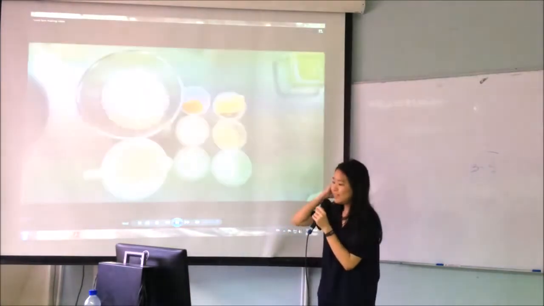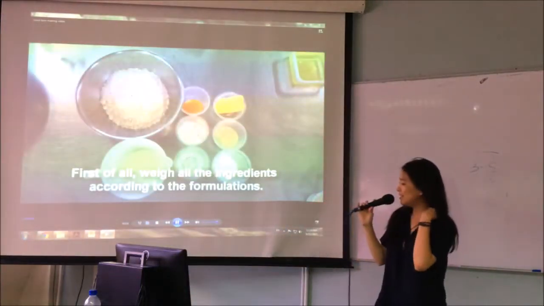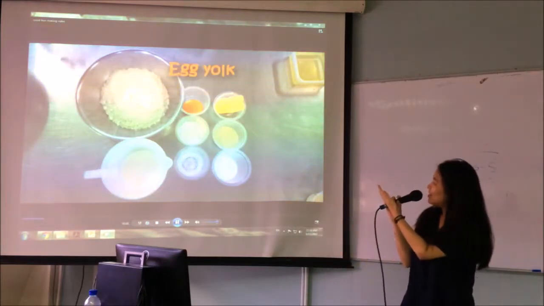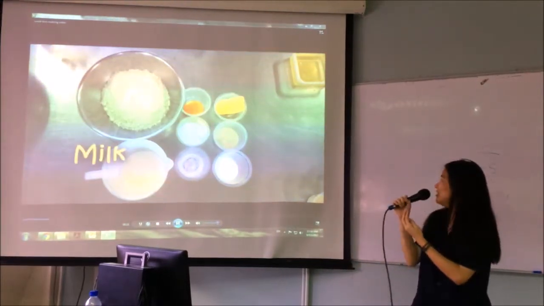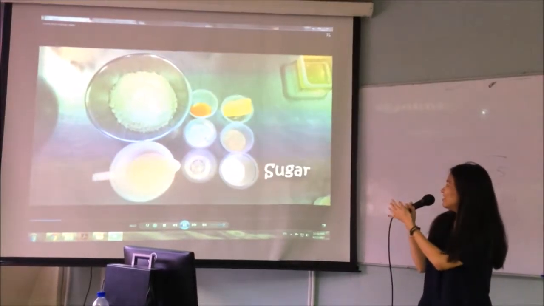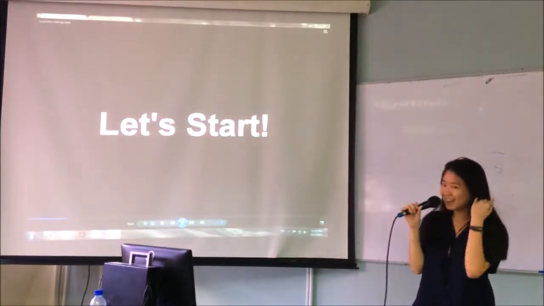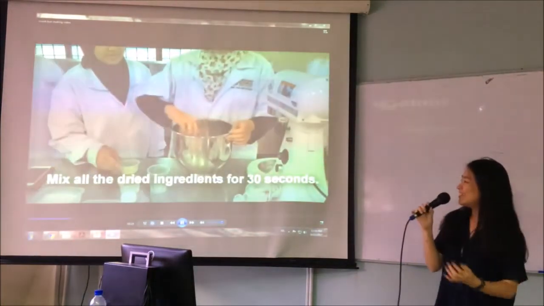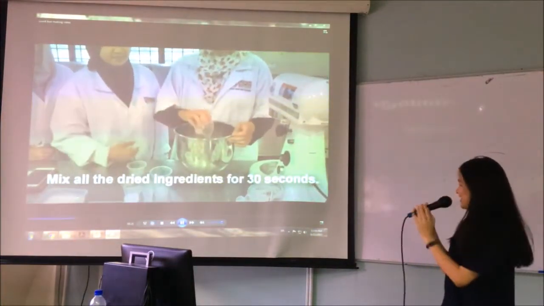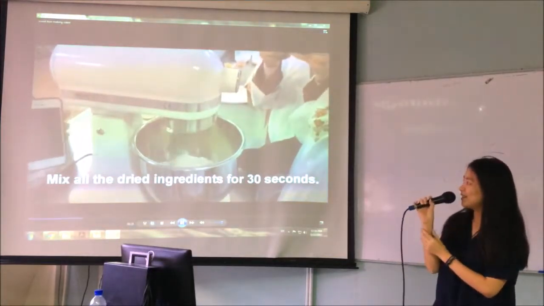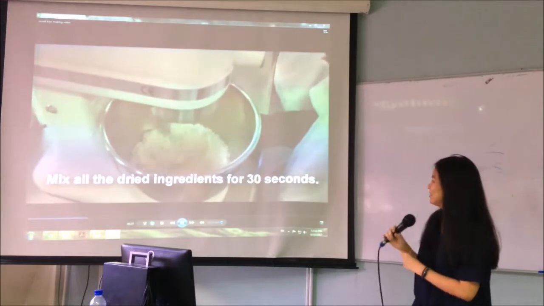The sweet bun making video. First of all, weigh all the ingredients according to the formulations. So we have high protein flour, egg yolk, margarine, milk, yeast, sugar, improver, and salt. Let's start. Mix all the dry ingredients for 30 seconds. We're using an electric mixer.